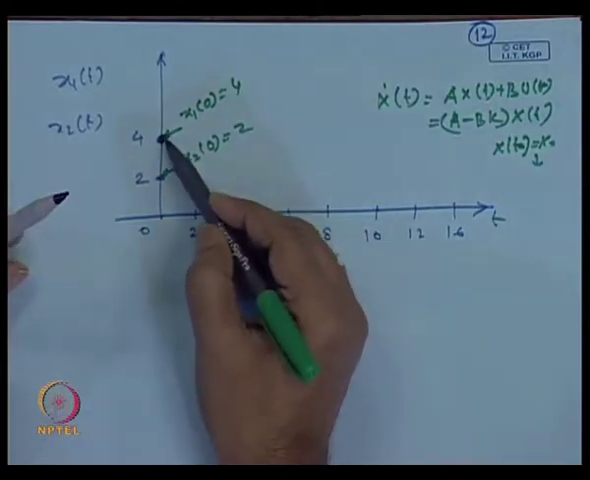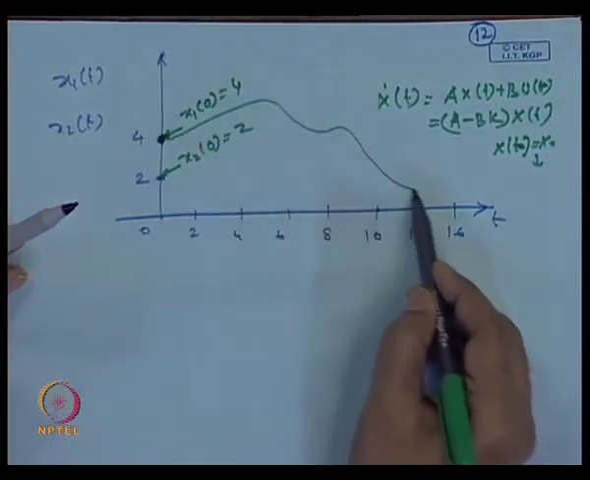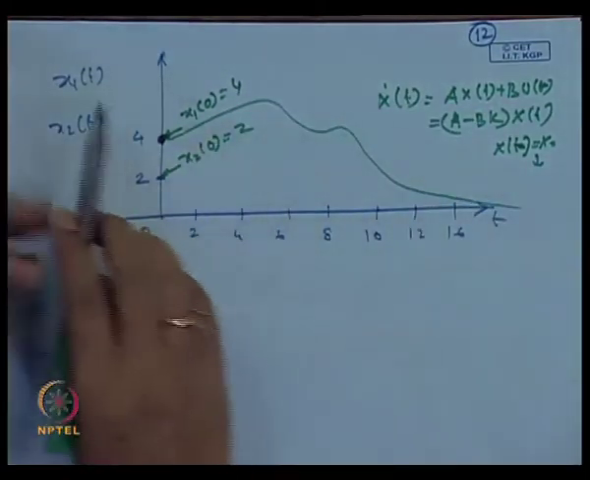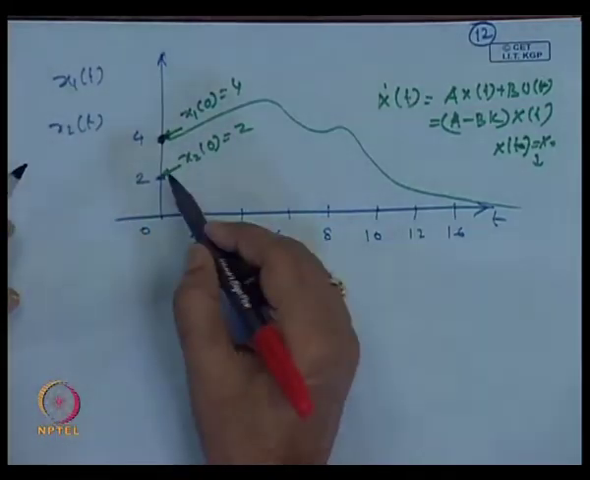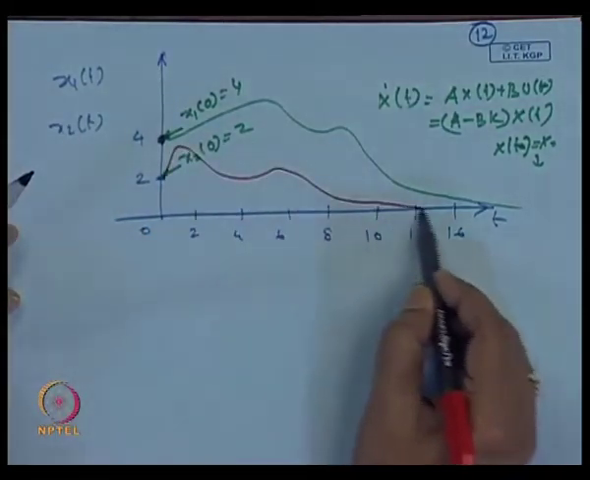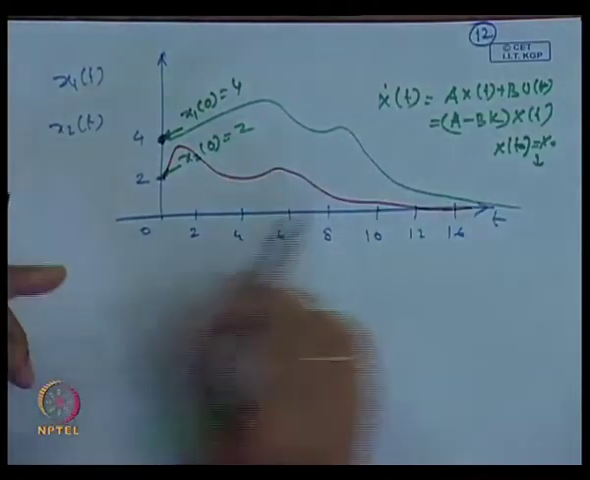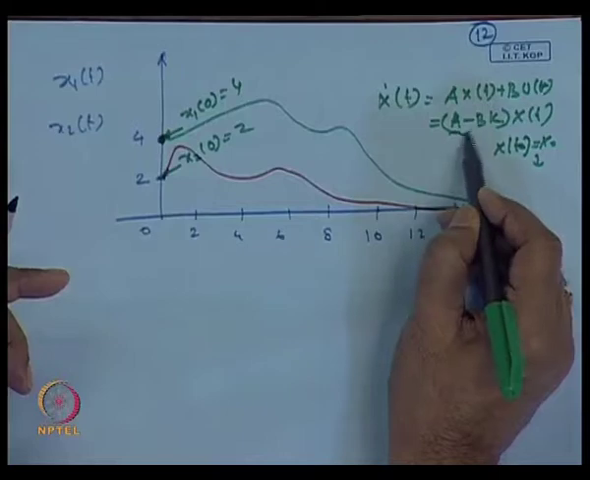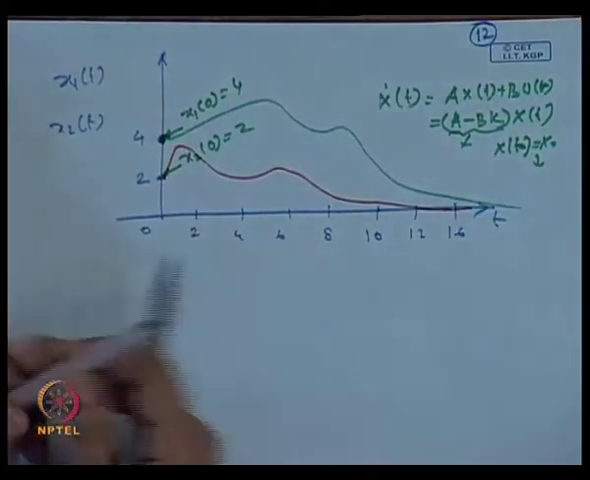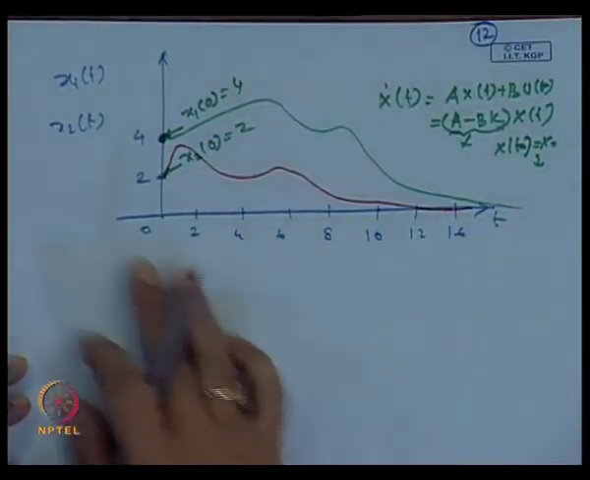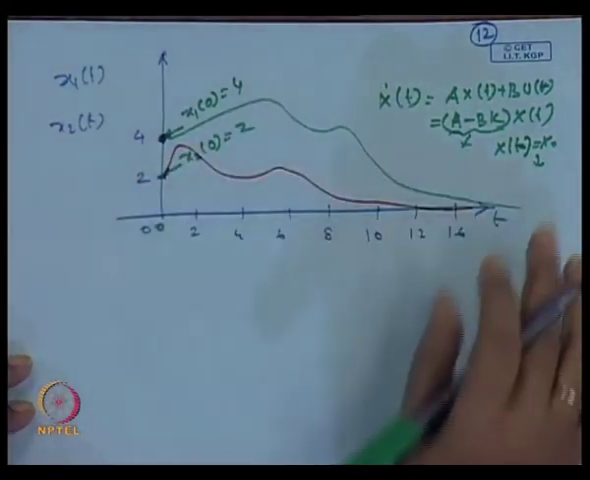So, let us call the solution may be like this way, ultimately coming to 0, and this is the solution of the other state, it is coming to 0 like this. So, you find out the response of this system, and you know this matrix, and you can solve it. This I leave as an exercise to solve.